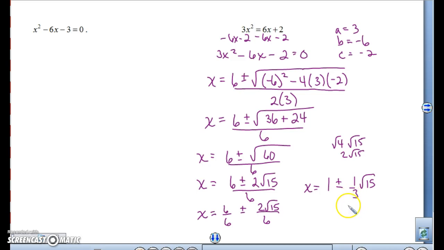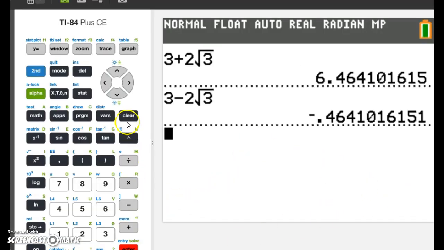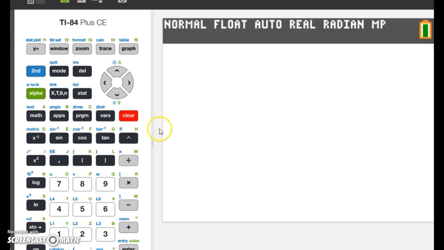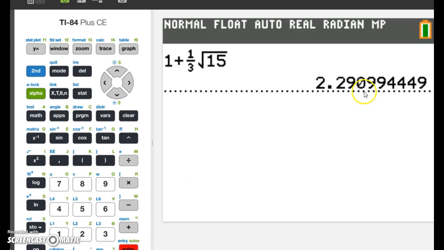Now, again, if you want to do the decimal approximations, you can. All you have to do is get out your calculator, and you put in exactly what's there. 1 plus, I'm going to use my alpha key to make the fraction. Pick number 1, and I have 1/3 radical 15, so 1, arrow down to the 3, and then forward arrow to get off the fraction, and then put in the square root, second and the x squared key, 15. And forward arrow, and that is the exact value. To get the decimal value, just press enter. And this is approximately 2.291, depending on where I want to round it.